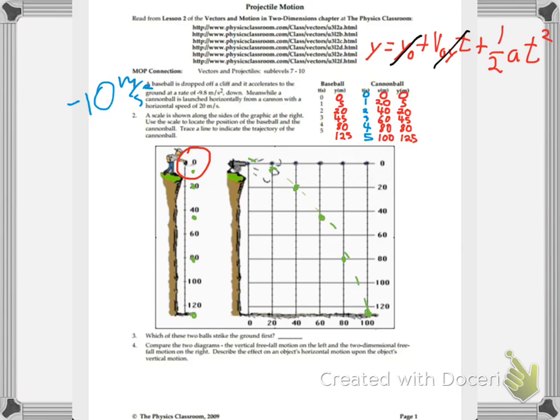So which two hit the ground first? They hit at the same time. So now comparing the two diagrams, the vertical free fall motion and the two-dimension free fall, the effect of an object's horizontal motion upon its vertical motion doesn't matter. The vertical motion is only going to have that force due to gravity pulling it down. Otherwise, there's no other forces acting on it, so the horizontal motion doesn't really have an impact on the vertical motion.